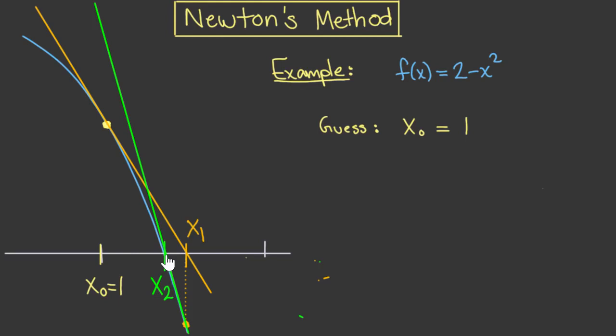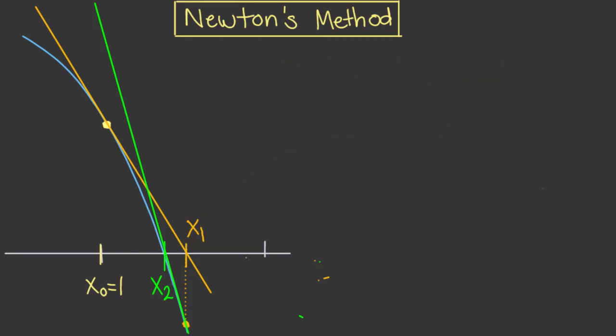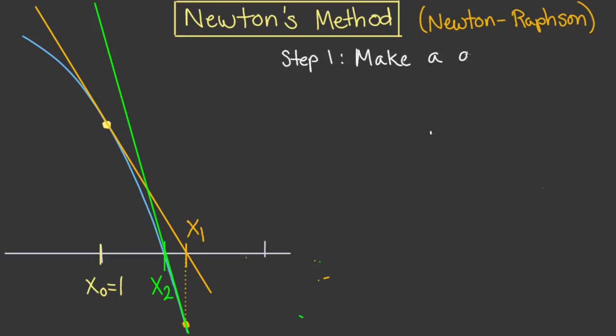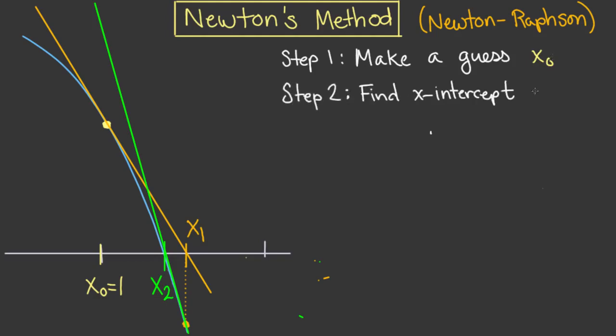Let's go ahead and move to the mathematics. I'm going to erase this example for now and keep the picture so we remember what is going on. And I'm going to outline the steps of the algorithm that is known as Newton's method or the Newton-Raphson method. Step 1, make a guess x naught. Step 2, find the x-intercept x sub 1 of the tangent line to f at x naught.